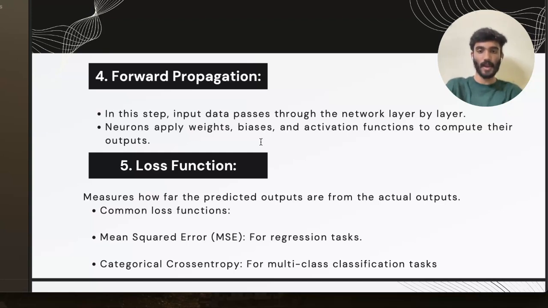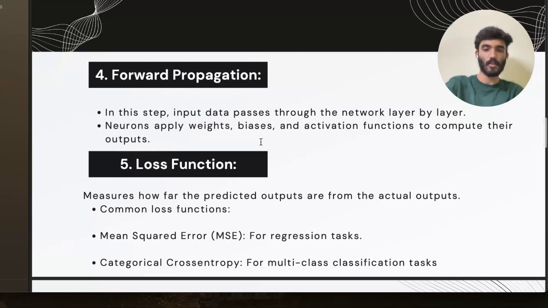Fifth, we have backward propagation. This is the learning phase where the model adjusts weights to minimize error. It uses the gradients of the loss function to update weights.